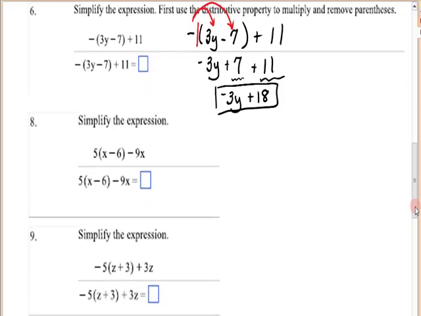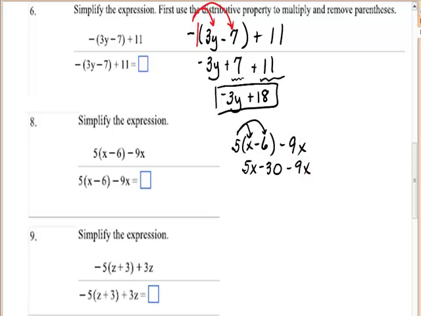Number 8. I have 5 parentheses x minus 6, minus 9x. And by the way, it's obvious that I skipped. I'm not going to do a problem like everyone in the homework. I see parentheses, I use the distributive property. 5 times x is 5x. 5 times negative 6 is negative 30. I bring down the minus 9x.